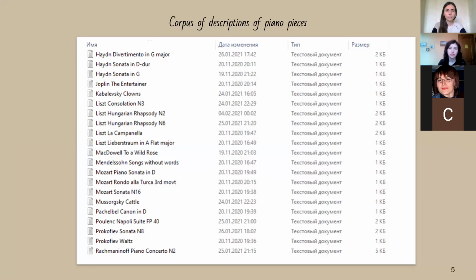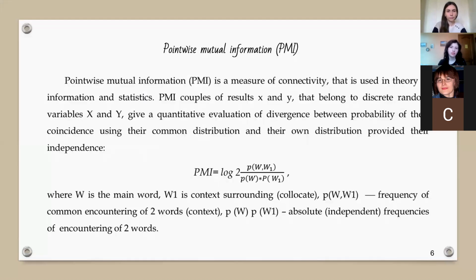The statistical method PMI was used to search for collocations, as it's well suited for work with terms. Pointwise mutual information is a measure of connectivity that is used in the theory of information and statistics. The formula of PMI, where W is the main word and W1 is a context word, is presented on the slide. The description of the PMI method is also presented on the slide.